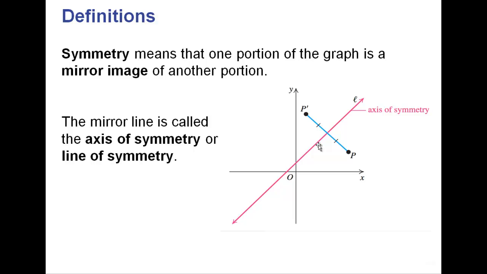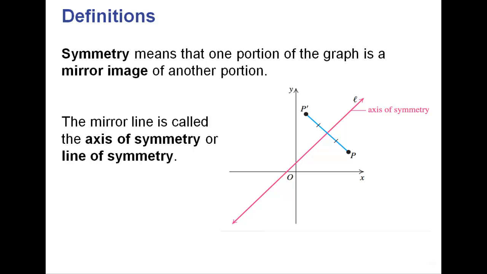Symmetry just means that something has a mirror image. If something is symmetrical, you can cut it in half and the two halves will look the same. Parabolas are usually symmetrical, right? A circle is symmetrical in all directions. A rectangle will be symmetrical in 2 directions.